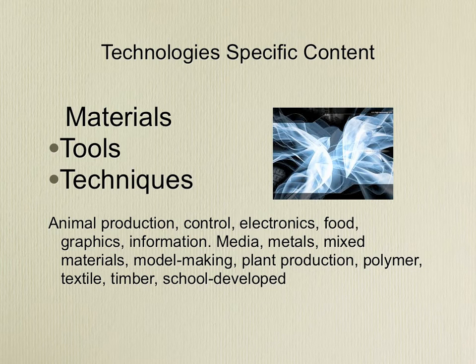Design specialisations, and then we have the technologies. The students have to study at least 6 different technologies. Those technologies are listed here. The ones that you are most likely to be familiar with are food, graphics, polymer, textile, timber. But there's a wide choice there that you can use.